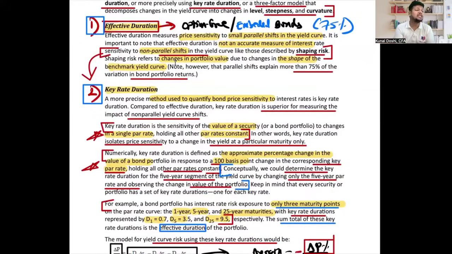See, Macaulay duration, modified duration, effective duration, they all assume a parallel shift in the yield curve, meaning yield for all maturities increases or decreases by the same rate. But key rate duration focuses on a specific maturity, and how a specific maturity can distort the shape of the yield curve, which is also called the shaping risk. That's a non-parallel shift in the yield curve. Okay.